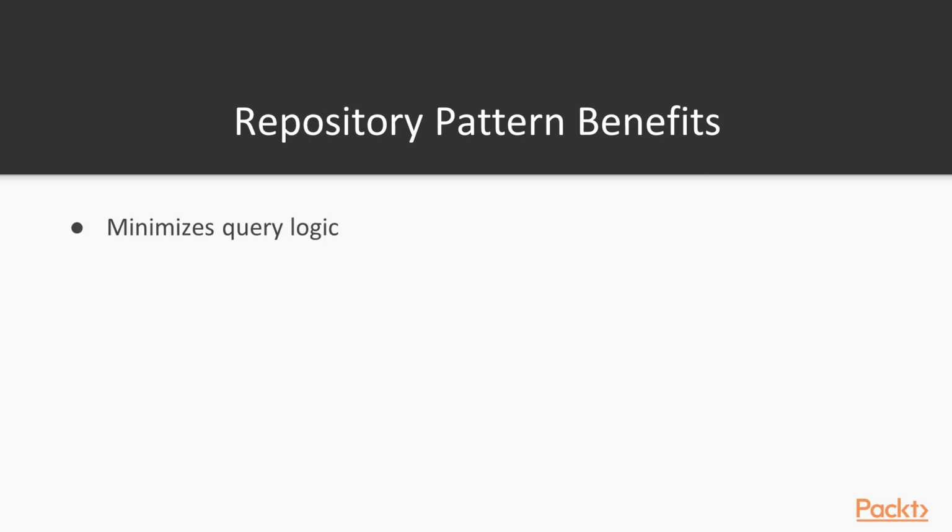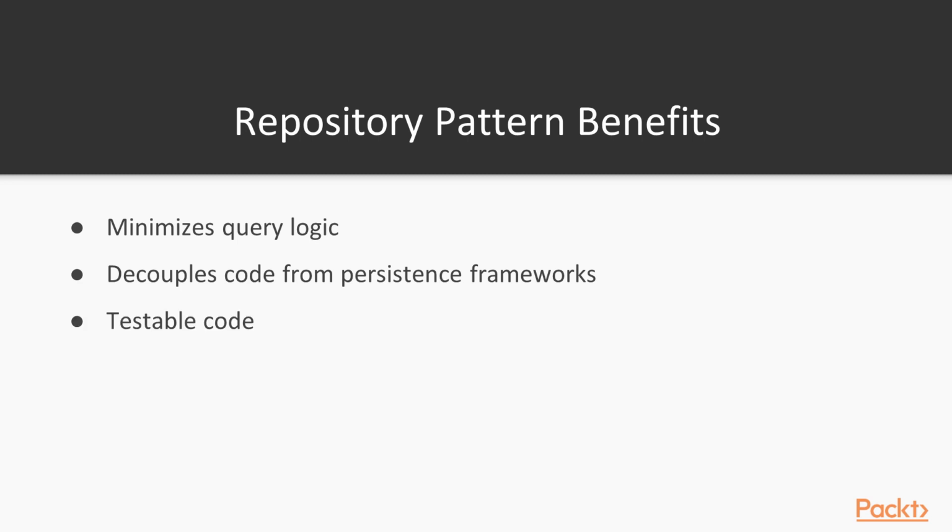So, what are the benefits of using this pattern? Well, first, it minimizes query logic. That is because we are summing up all the calls to our database in this class. Surely we need to take care and create a repository for each entity in our system if we want to have a nice design. It also decouples application code from the persistence layer. This means that we can replace the repository with another specific implementation for some database, and we won't have to change our business logic. And of course, it makes our code more testable. We're able to mock the repository object in our application code and test it in an easier manner.